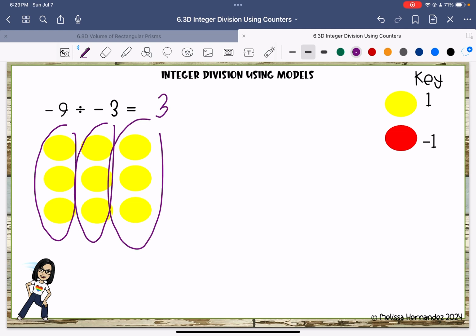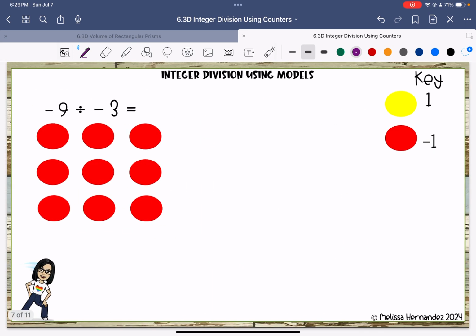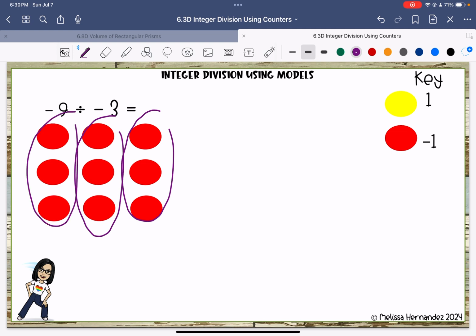Now I want to go back and look at the other one before we did the opposite. If I have 3 groups of -3, my total is 9 negatives. So it does check out. You just have to look at it from a different lens.